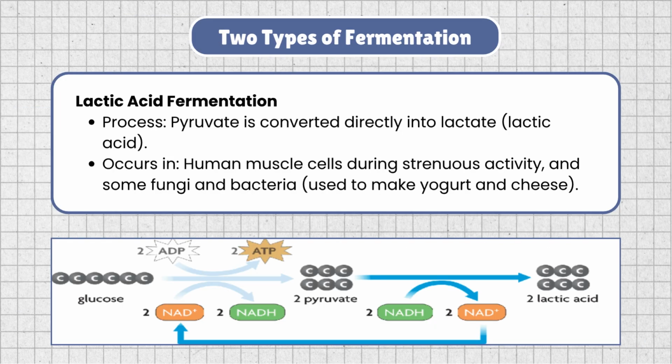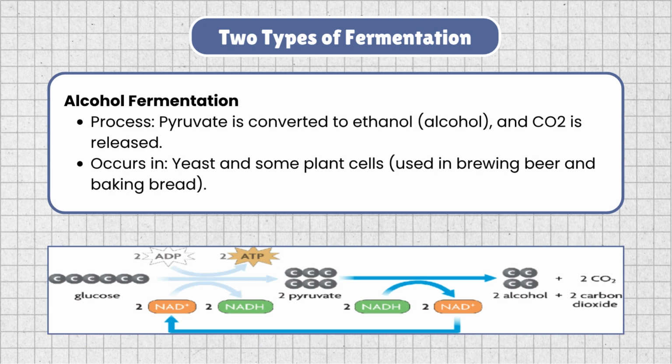Okay, so for the two types of fermentation, we'll start first with the first one, the lactic acid fermentation. So what happens in this process? In this process, the pyruvate molecule that's produced from glycolysis is converted directly into lactate, which is a form of lactic acid. This process is critical in two main areas. Number one, it occurs in our human muscle cells when we're performing very strenuous activity and can't supply enough oxygen. Second, it's also how certain bacteria and fungi work, specifically the ones we use to create staple food products like yogurt and cheese.